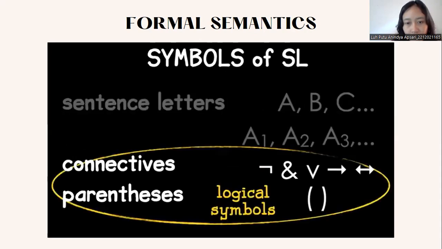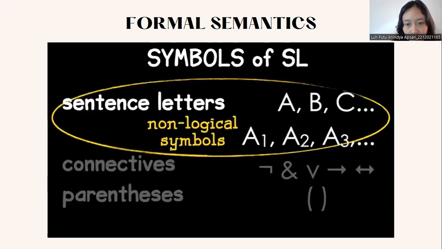We can call the connectives and parentheses logical symbols because their meaning is specified by the structure of SL itself. The ampersand always means conjunction. It always means and. you can't make it mean something else. And because it always means the same thing, you don't have to specify what it means in a symbolization key. The sentence letters, on the other hand, are non-logical symbols. Their meaning depends on the symbolization key. What capital B means depends on what context we're talking in.